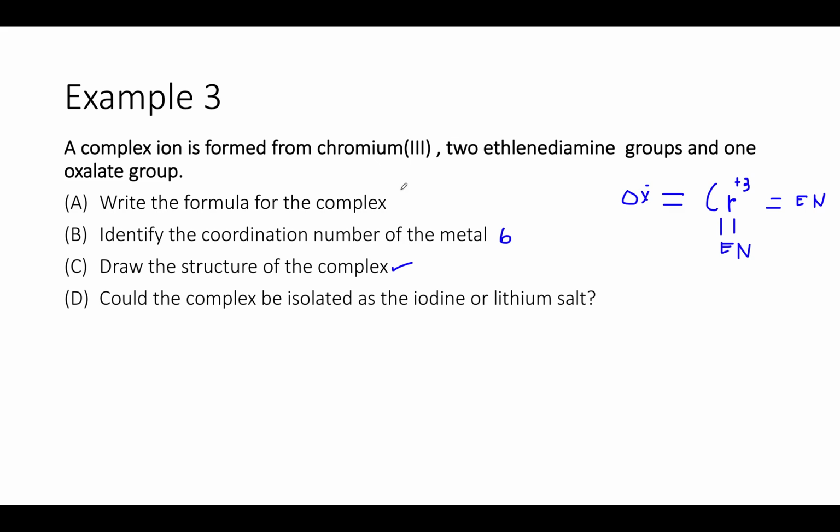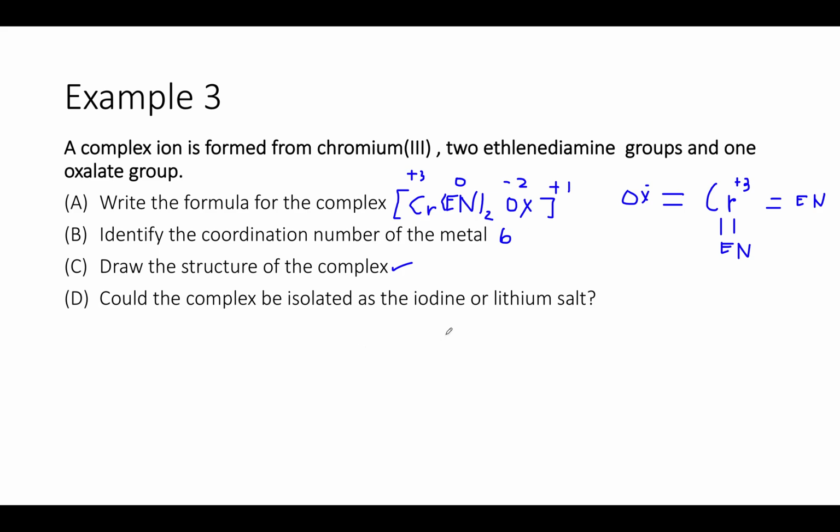The formula for the complex, well, we have chromium, we have the ethylene diamine group, we have 2 of those, and we have the oxalate ion. What's the charge of the complex? Well, chromium's +3, ethylene diamine is neutral, and the oxalate is -2. So the formal charge here, or the charge of the total complex, is a +1.